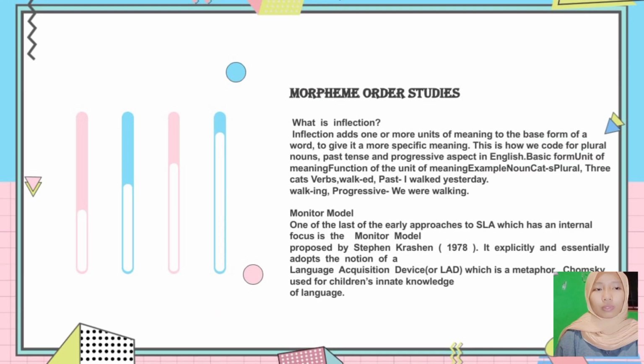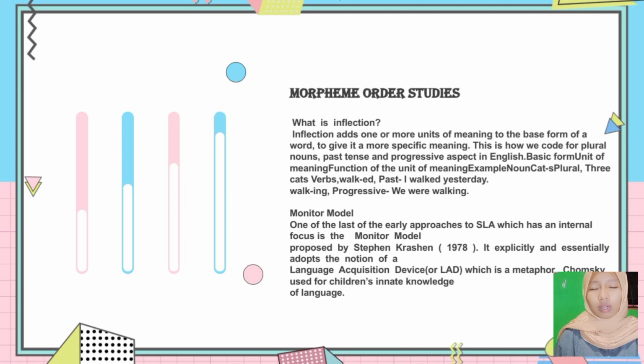And about morphemes, what is inflection? Inflection adds one or more units of meaning to the base form of a word to give it a more specific meaning. This is how we code for plural nouns, past tense, and progressive, especially in English. Examples: noun case plural, cats; verb walk, past tense walked yesterday, walking.